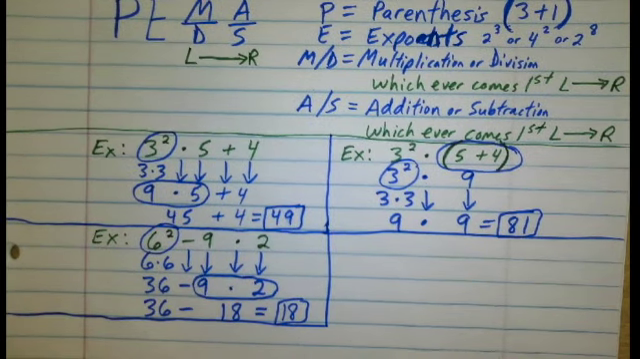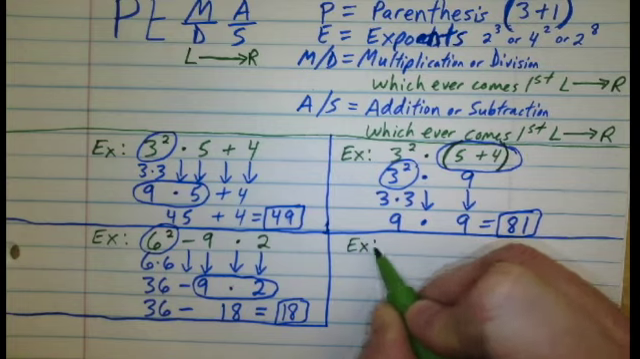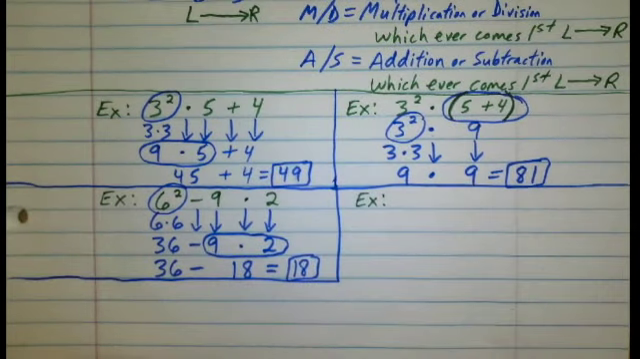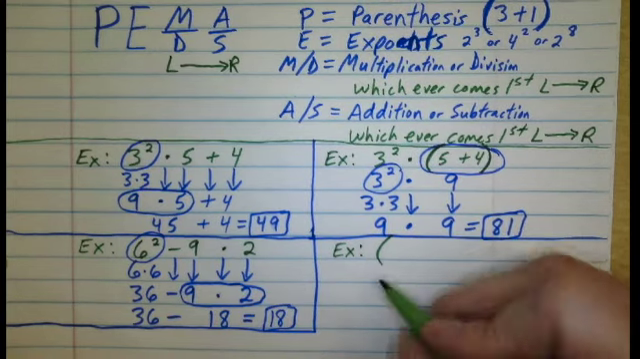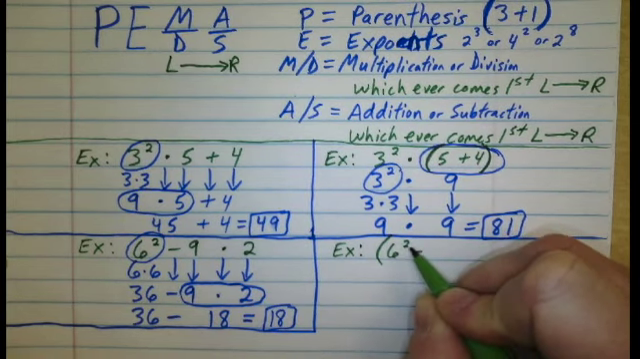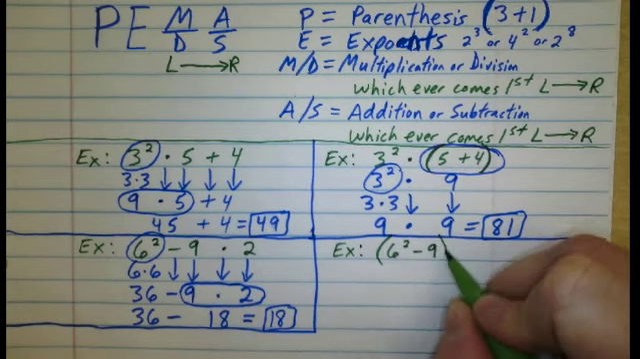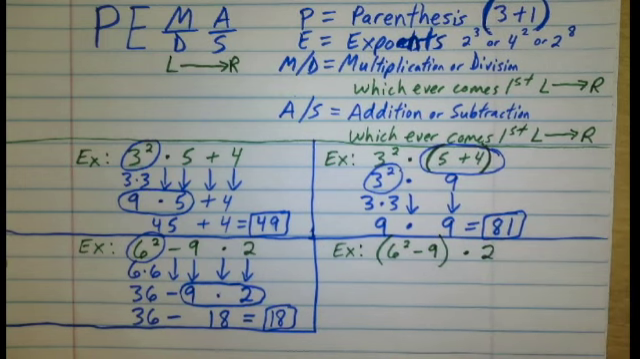The next problem I would like to do on this same line over here on this example, and this problem here has parentheses, so make those big. 6 squared minus 9 close parentheses times 2. It's the same as this problem over here, but I have now added parentheses. I'm going to see how this problem changes now that there are parentheses in it.